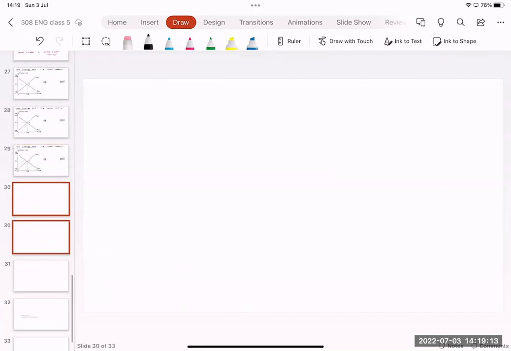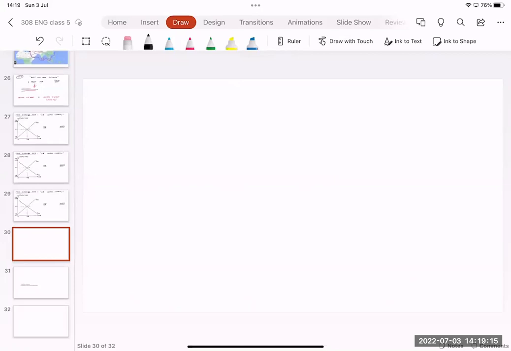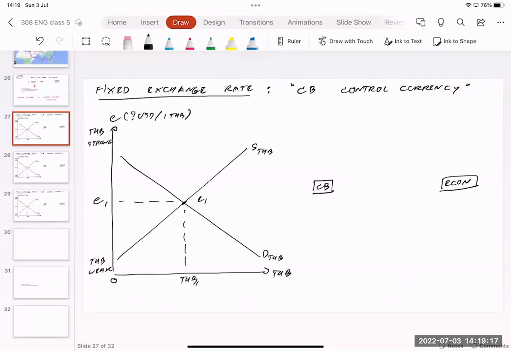Okay. Yeah, so far so good. Okay, this is a fixed exchange rate system. So starting with case number 1, I'm going to use the red color.